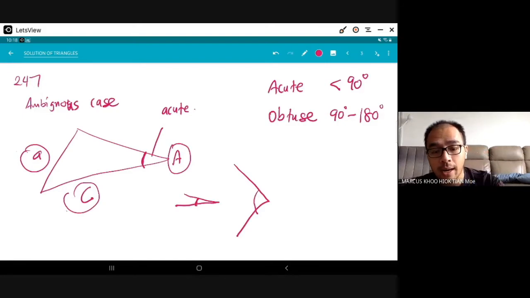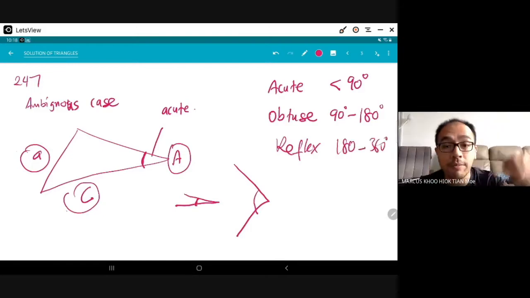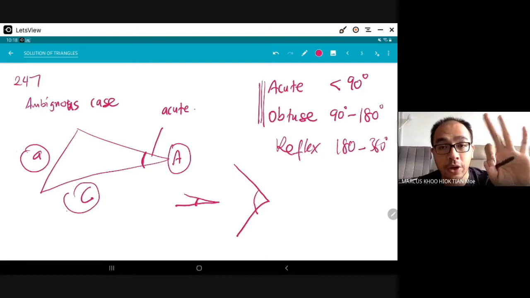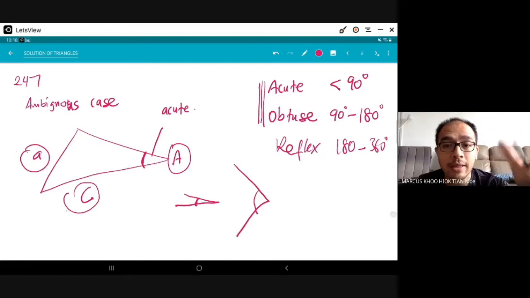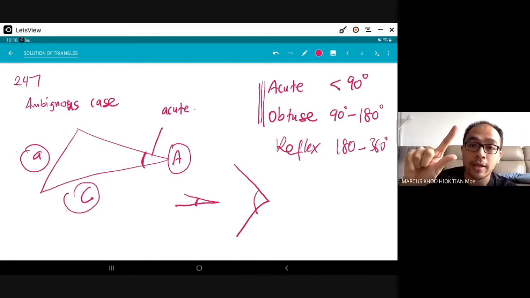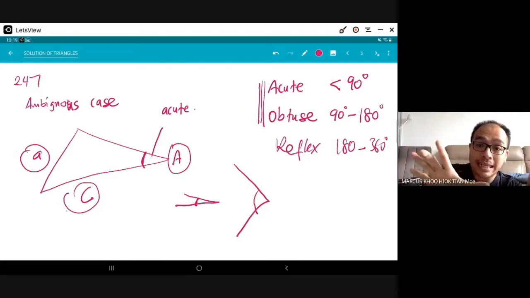So a reflex angle is anything between 180 to 360 degrees. Bigger than this one. But I'm only interested in these two: acute angle and obtuse angle. So keep these words in mind. Acute angle is smaller than the L. Obtuse angle is bigger than the L.